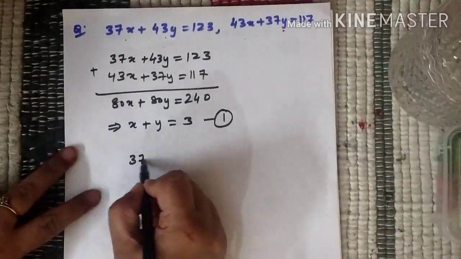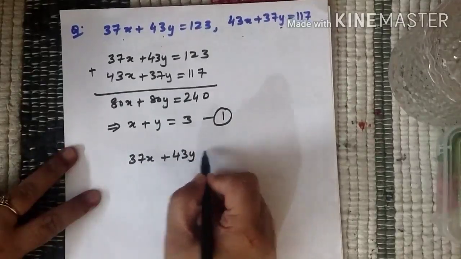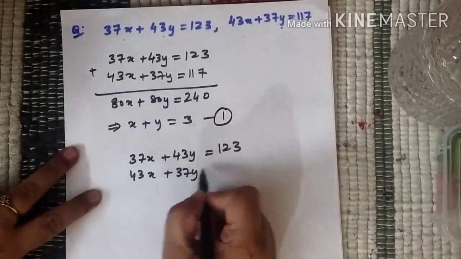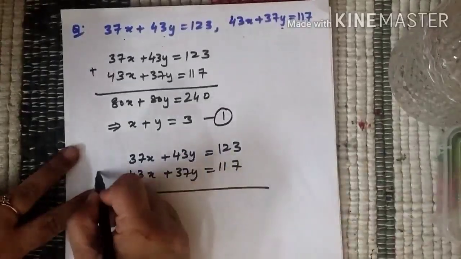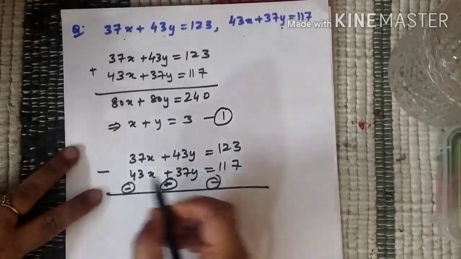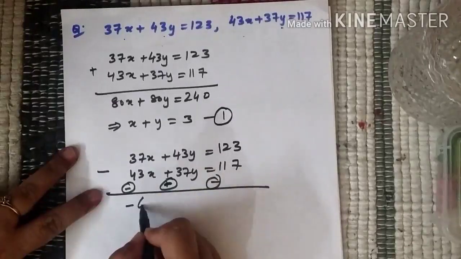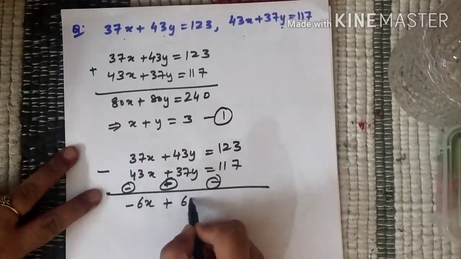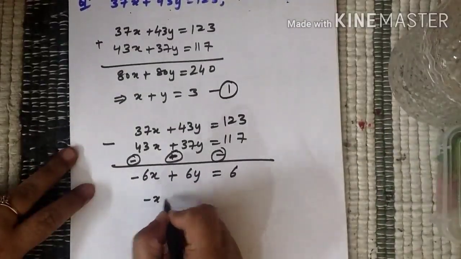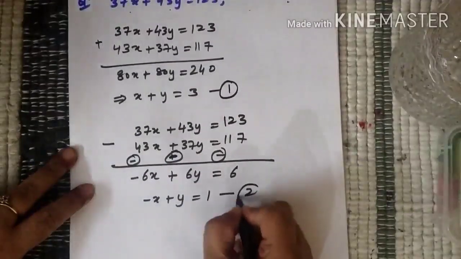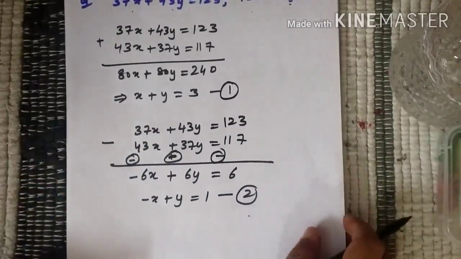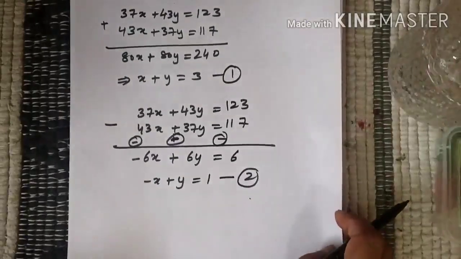If I subtract them together, let's write the equations once and write the sign that we are doing. I'm trying to subtract, so subtraction. Signs change. So what do we have? Minus 6x plus 6y equal to 6. Dividing the equation by 6, I get minus x plus y equal to 1. So observe, my equations are reduced to very simple forms: x plus y equal to 3 and minus x plus y equal to 1.